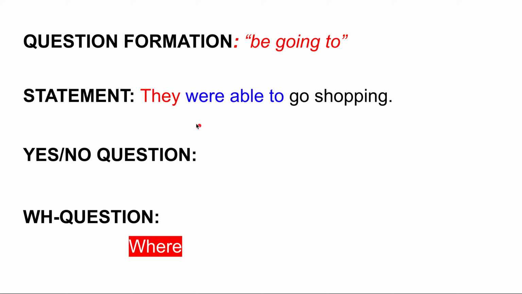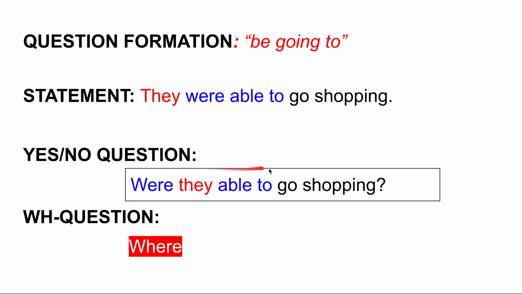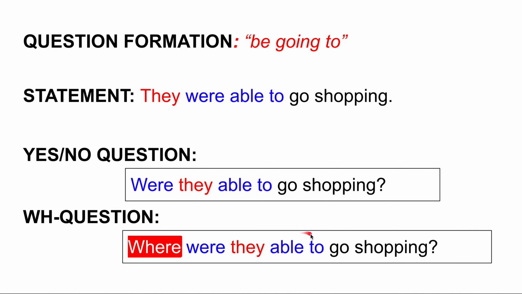Let's look at an example. They were able to go shopping. For a yes no question, we move the be auxiliary to the front of the question. Were they able to go shopping? If we write a WH question, we add a WH question word. Where were they able to go shopping?